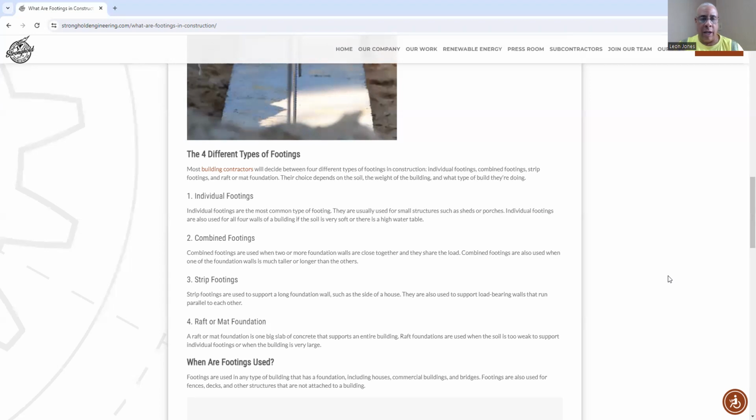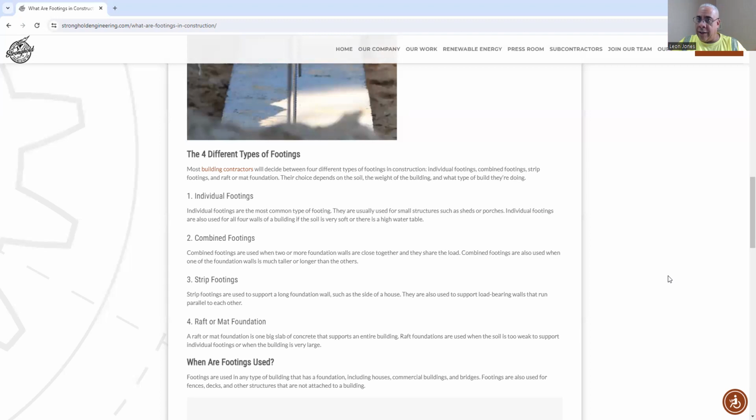Now, again, when we talk about the 4 types of footing, your individual footing is the most common type of footing because when we deal with small structures such as sheds and porches, that's where you're going to see them. Now, individual footings are also used for all 4 walls of the building if you have soft soil or you have a high water table.